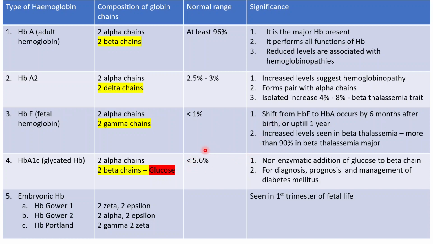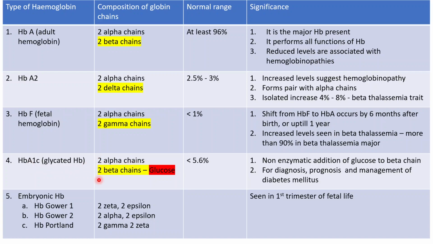Another type of normal hemoglobin which is present is glycated hemoglobin, HbA1c. Now, when hemoglobin A1 is there, A1 denotes that the hemoglobin is glycated. That means an addition of glucose, an addition of sugar, is there. This addition of sugar is non-enzymatic, and that is why it is glycated hemoglobin. Again, this is a normal type of hemoglobin.